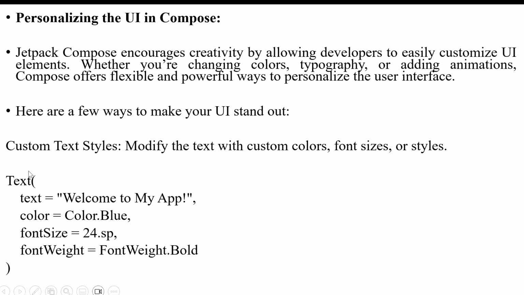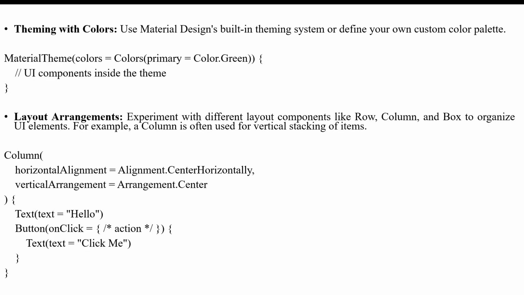Text, opening a Text in which the text is "Welcome to my app", color, font size, font weight. In this Text you can keep any kind of text, any kind of color, font size, and font weight. In this way, you can create any kind of text inside Compose. Theme with color: use Material Design's built-in theming system or define your own custom palette. MaterialTheme is a command which needs to be used.